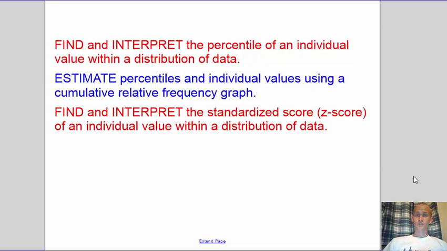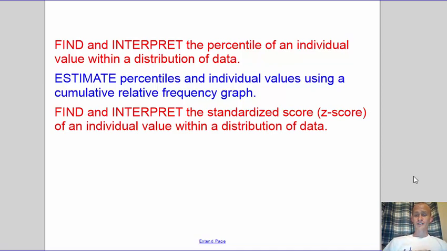So these are the learning targets we're going to be covering today. We're going to be talking about three different things. We're going to be talking about percentiles. We're going to use percentiles and then get into our cumulative relative frequency graphs. Those are something that you can use on the AP exam, but is not something that's specifically going to be on the AP exam.